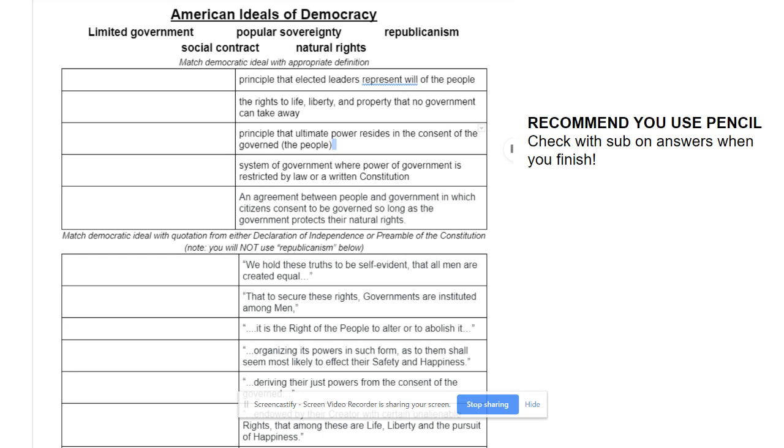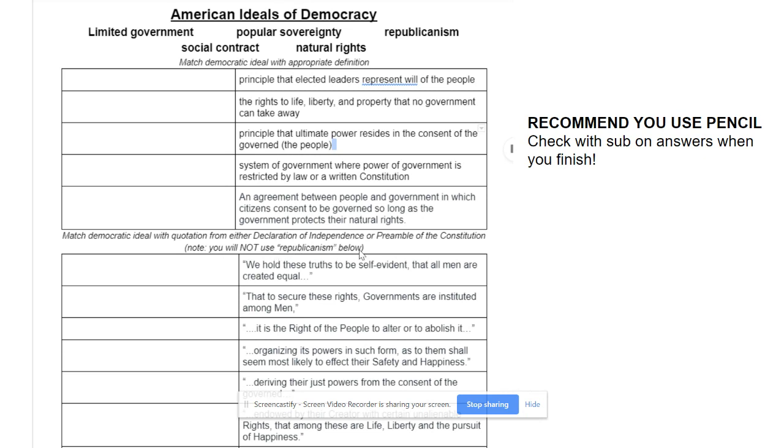And so notice the quotes like, we hold these truths to be self-evident that all men are created equal. Which principle is that talking about? And then write it in. By the way, you might use pencil in case you screw up. And secondly, notice it says, note, you will not use Republicanism. So it says right there, you will not use Republicanism. So remember that. All right, very, very cool.